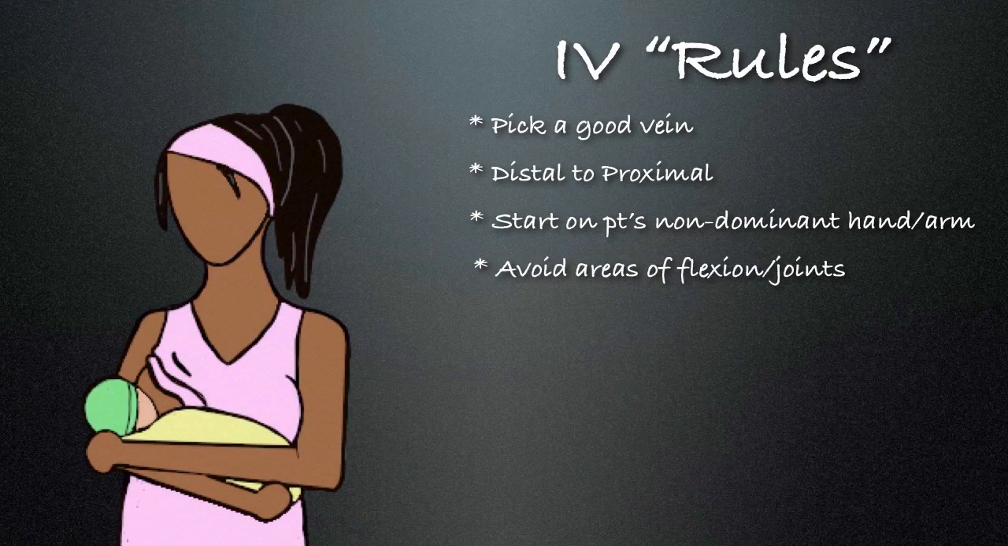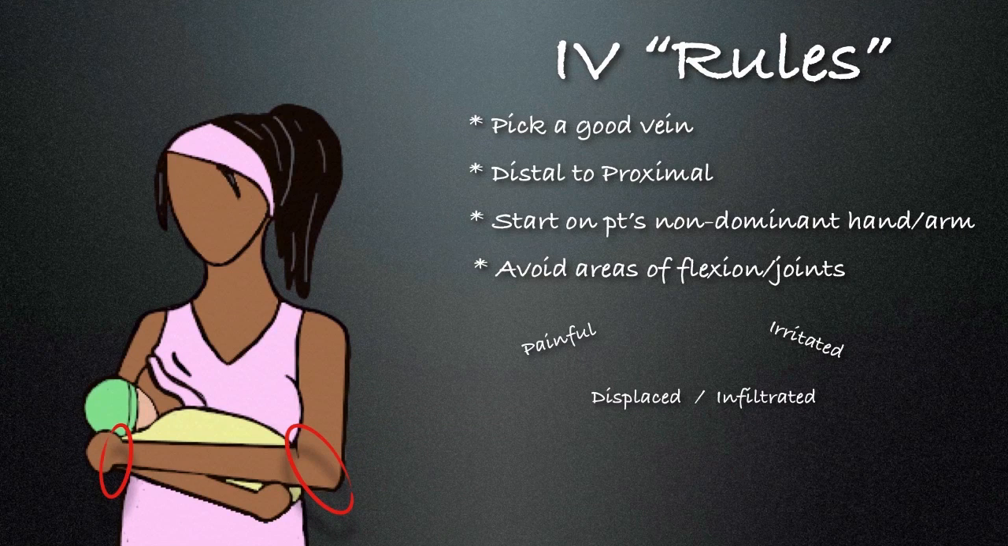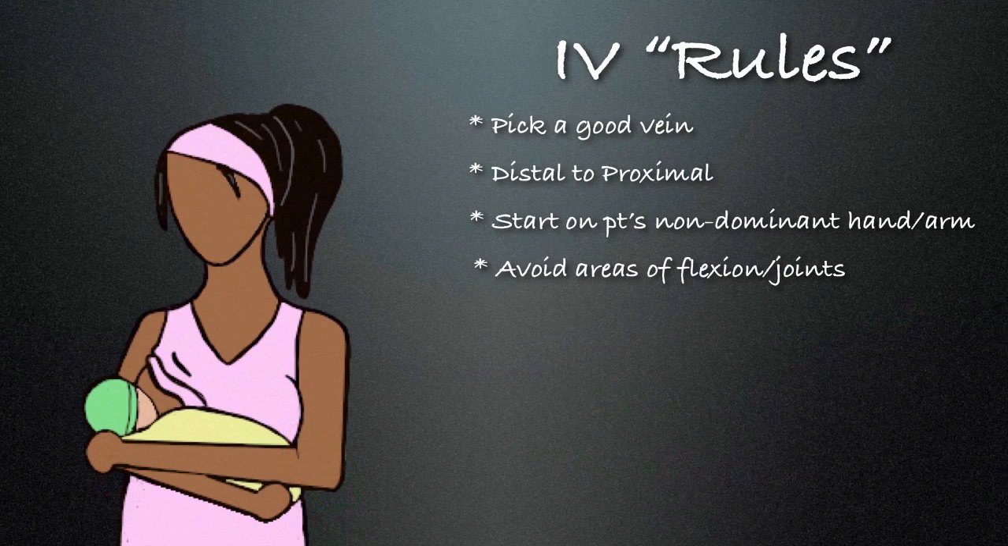Avoid areas of flexion, basically joints. Try to stay away from the wrist and the elbow, as IVs placed over joints are likely to be more painful, become more irritated, and are more likely to be displaced or to infiltrate. The flow of the fluid through the IV is also more likely to be affected by movement if the cannula or tubing becomes pinched. The last rule is to avoid damaged veins or limbs.